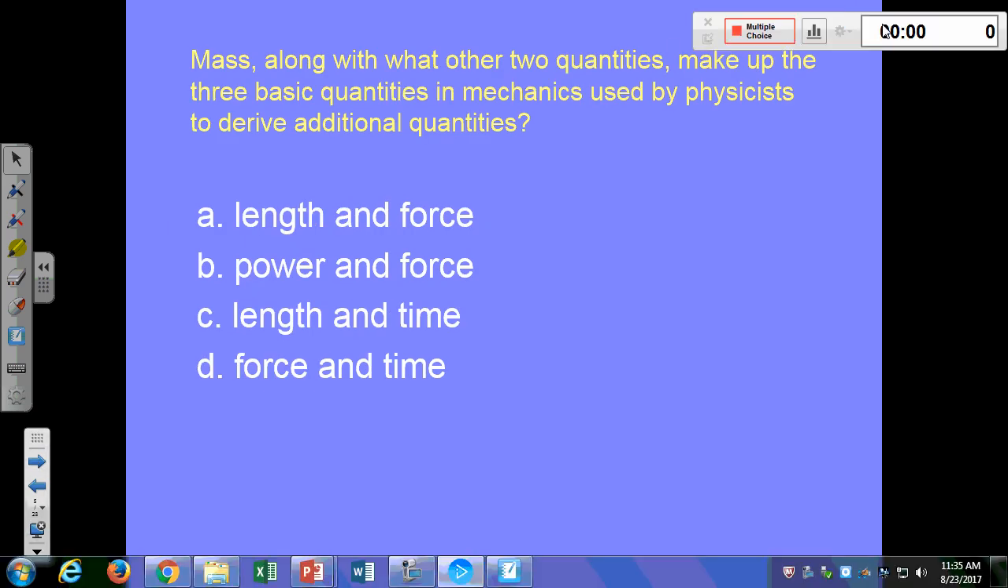Mass, along with what other two quantities make up the three basic quantities in mechanics, which is what we've been talking about, to derive additional quantities. Mass, what, and what? Length and force, power and force, length and time, or force and time.